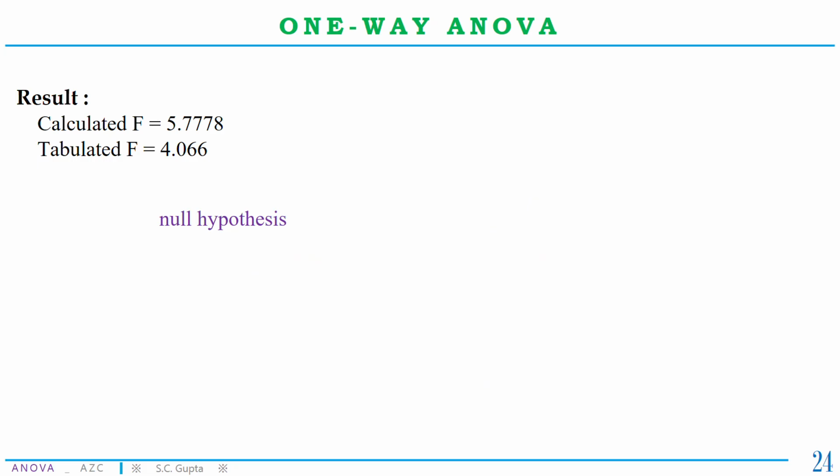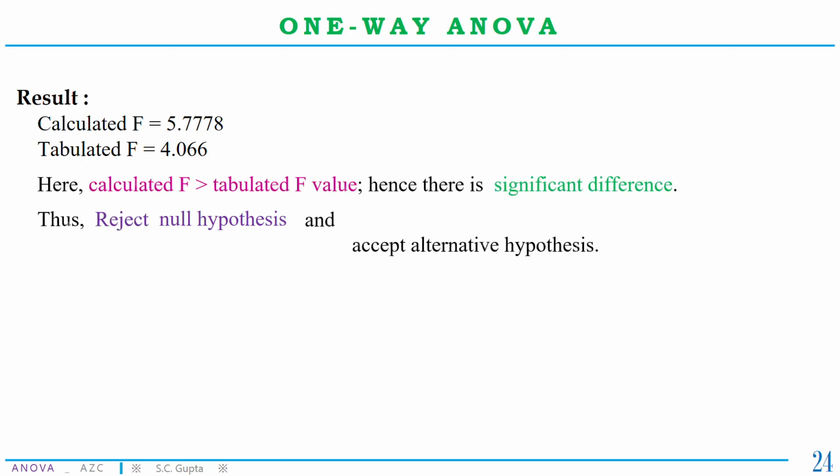Result: calculated F is 5.7778, and tabulated F is 4.066. Here, calculated F is greater than tabulated F value. Hence, there is significant difference. Thus, reject null hypothesis and accept alternative hypothesis. Conclusion: at least 2 analysts' assays are different.